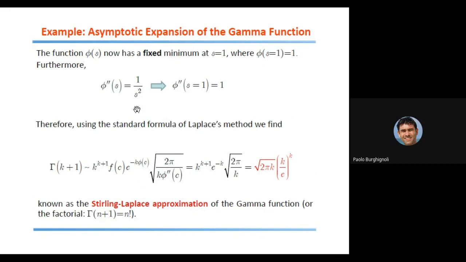Then we can use the standard formula of the method and find the final result, in which you will discover that the gamma function of argument k plus 1 is asymptotic to the square root of 2 pi k times the kth power of the ratio k over e, which is the well-known Stirling Laplace approximation of the gamma function, or in particular of the factorial, since gamma of n plus 1 is equal to n factorial when n is an integer.